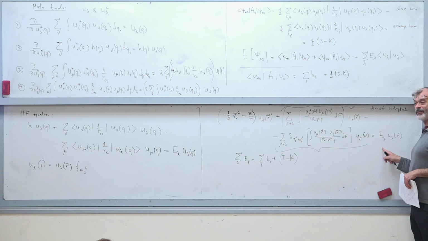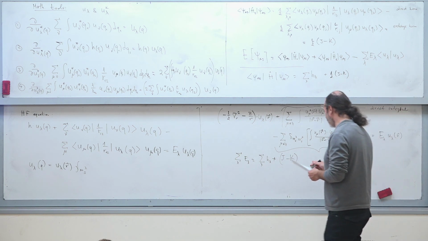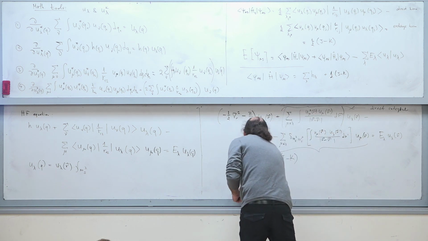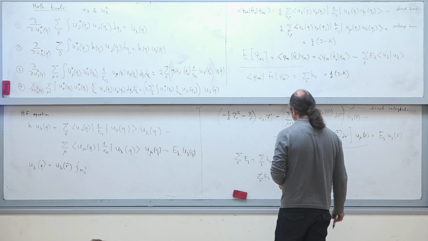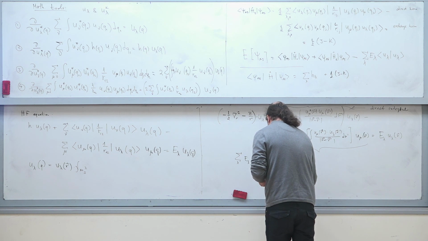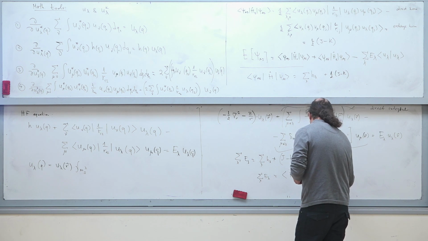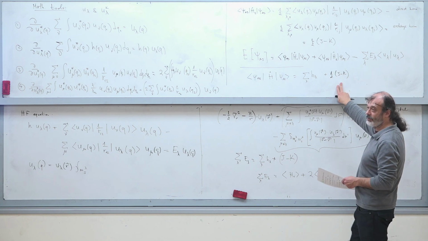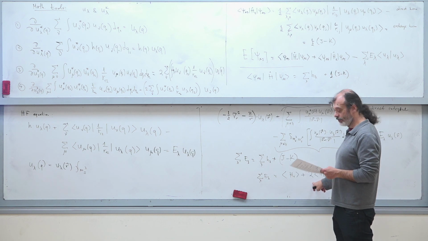So E lambda here is not the total energy. Okay, it's not the total energy. It's a difference. It can be written like this: the sum of E lambda over all orbitals lambda is equal to the expectation value of H1 plus 2 times the expectation value of H2. Because the expectation value of H2 was 1/2 J minus K, here it's 1, so we have to write it 2 times.